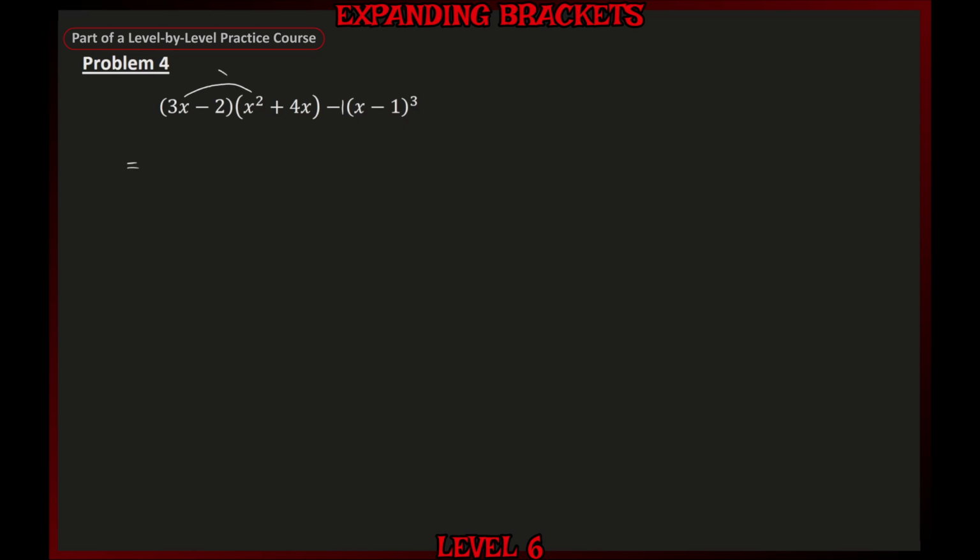So 3x multiplied by x squared gives us 3x cubed. 3x multiplied by 4x gives us 12x squared. Minus 2 times x squared is minus 2x squared, and minus 2 multiplied by 4x is minus 8x. Now we have a minus 1 in front of the cubed bracket, and that can be written as x minus 1 multiplied by itself and then multiplied by itself again.